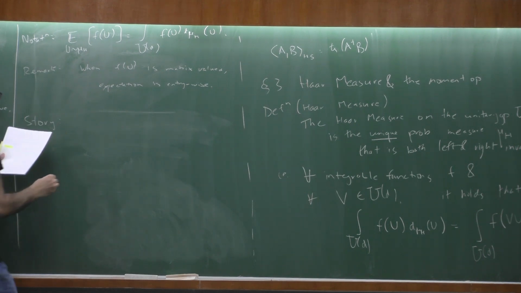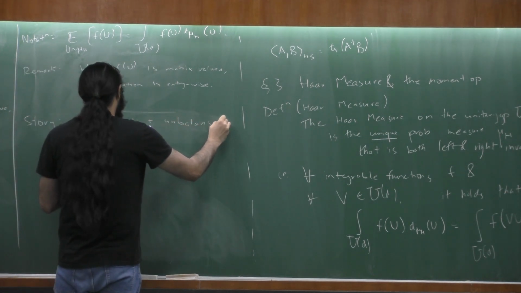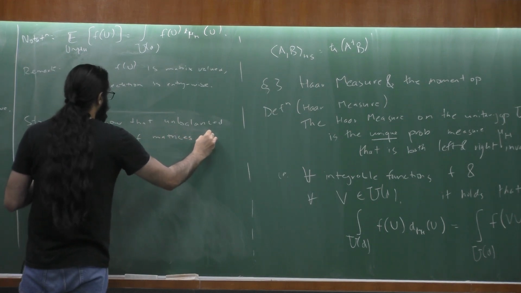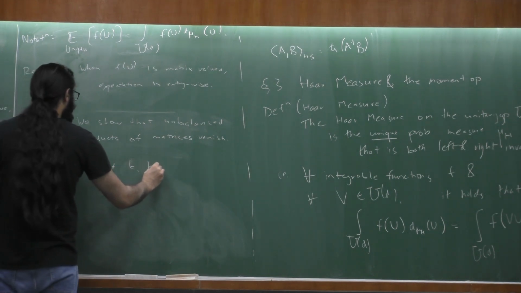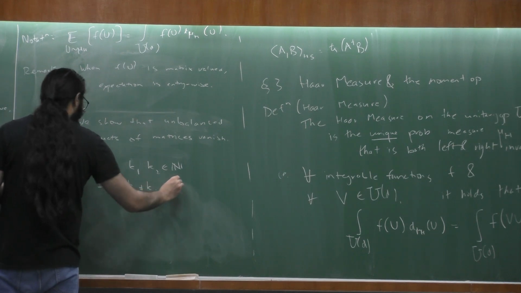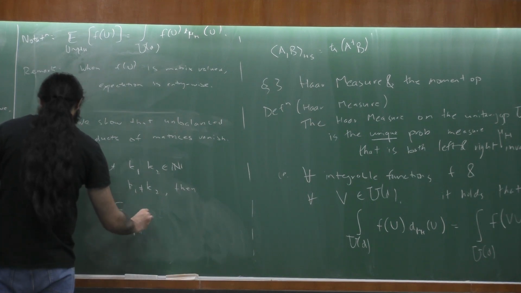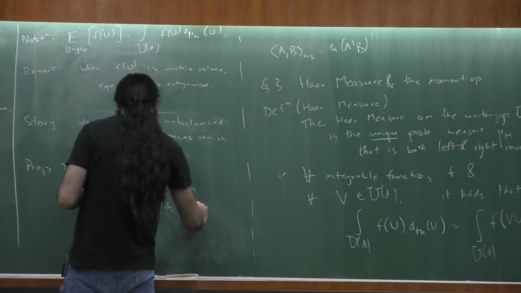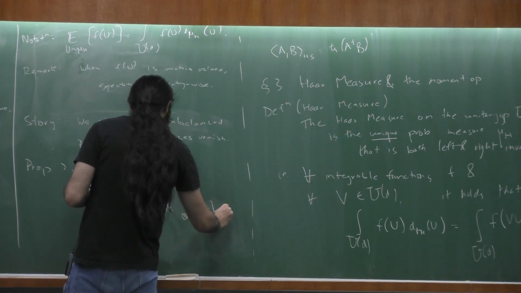So already with this we can show the following: that unbalanced products of matrices vanish. Formally, what this means is the following. Take k1, k2 to be natural numbers, and if it holds that k1 is not equal to k2, then the expectation of u sampled from the Haar measure, using the notation above, of u tensor k1 tensor u-star tensor k2 is going to be 0.